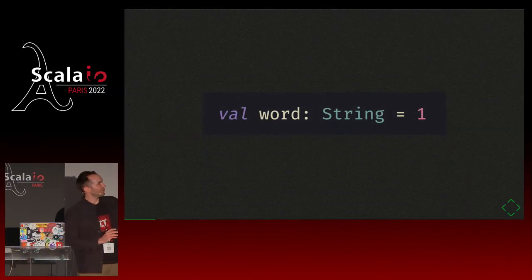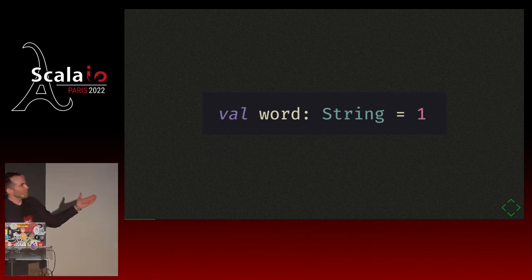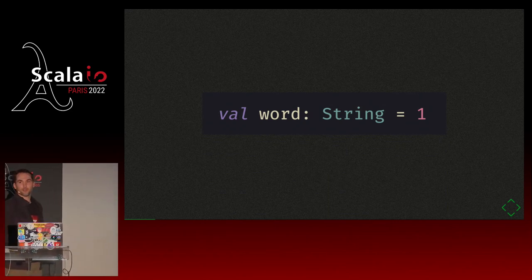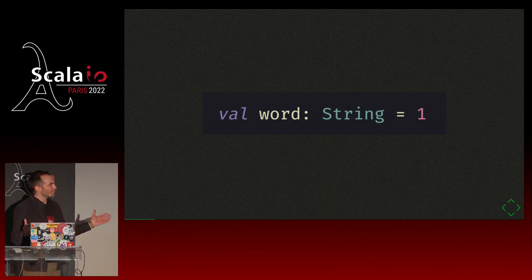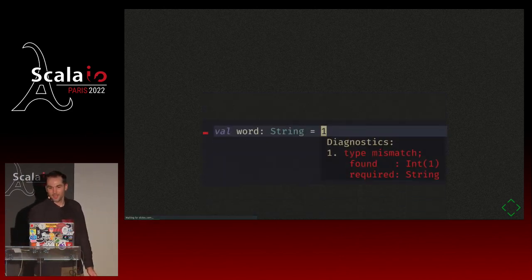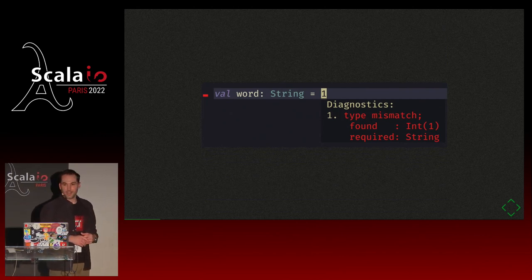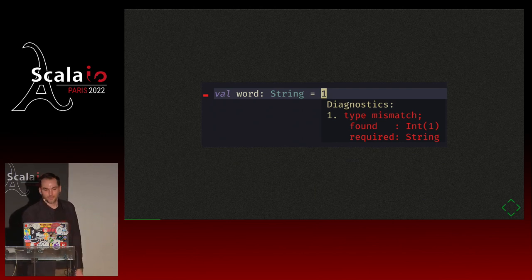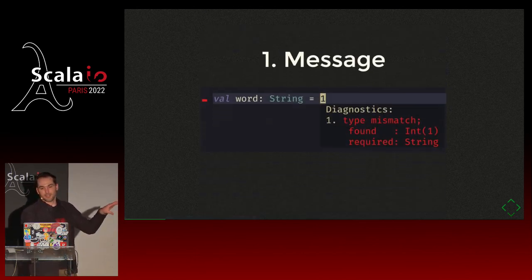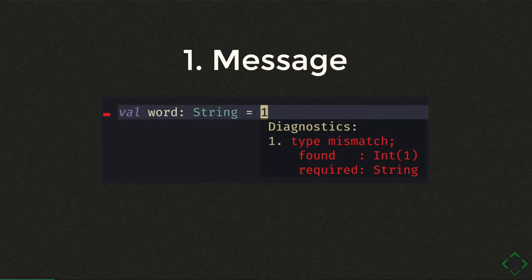The first one you can see here is just val word, which we say is a type String, and it equals 1. You don't have to be an expert at Scala to know that this will not work, right? So in your editor, you'll see something like this, where you will have an error, and you'll be able to hopefully fix your code. But when you see something like this, let's dissect it a little bit and look at the different parts of the diagnostic to get a better understanding of it.